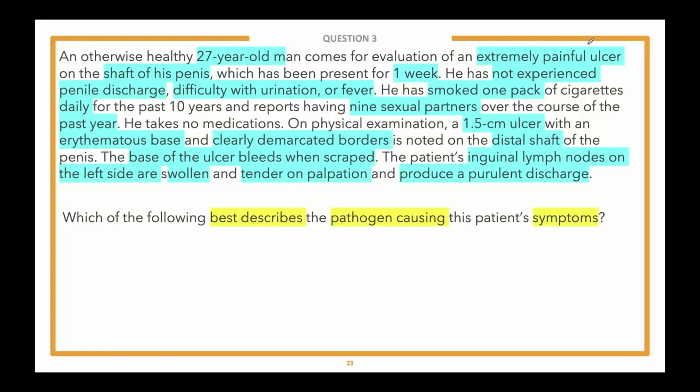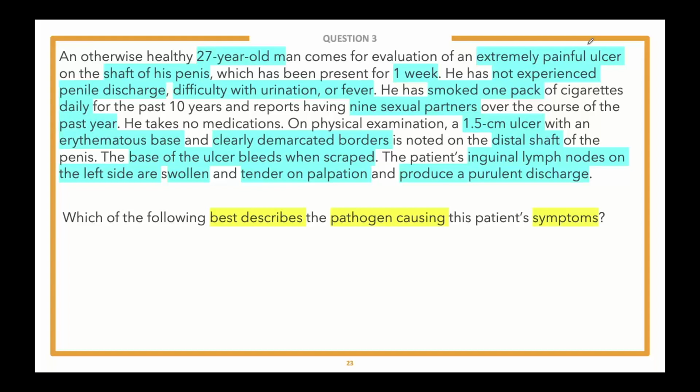They give us some more signs and symptoms about lack of discharge, his nine sexual partners, and then they also give us a physical exam description of that ulcer, which is always going to be helpful in these types of reproductive lesion questions, okay? They tell us about lymph nodes. They tell us about discharge as well from the lymph node. So all of these things, we need to try to coalesce them and come up with some answers to the following steps.